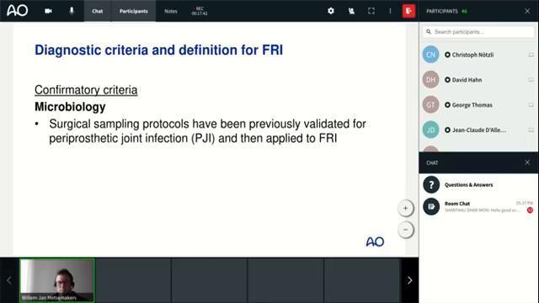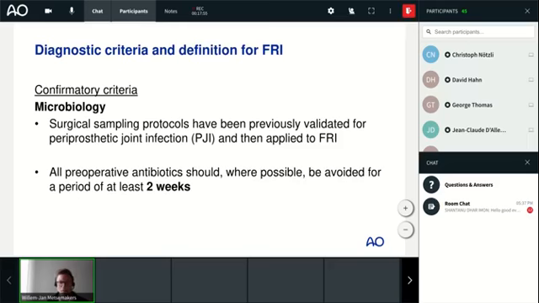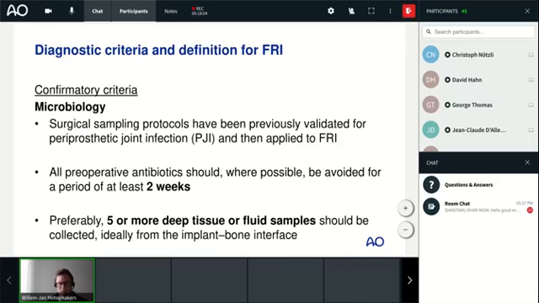And we know that already previously sampling protocols have been validated for PJI, and they are also now applied for implant-related infection in general, like FRI. Important is that we have to stop all the preoperative antibiotics, and if possible, we would like to avoid them for at least 2 weeks. Also, preferably, we take 5 or more deep tissue samples, ideally from the bone implant interface. We use a no-touch technique.